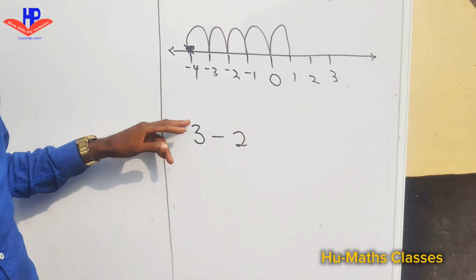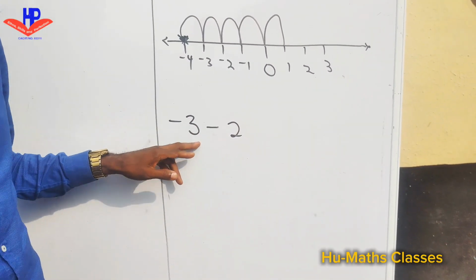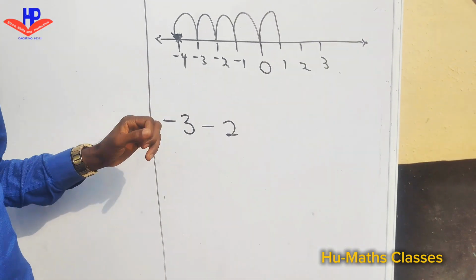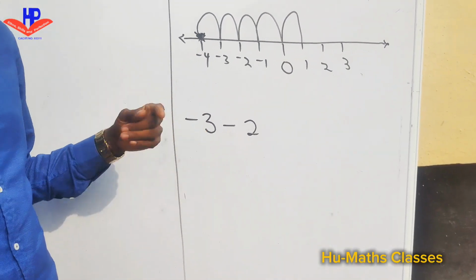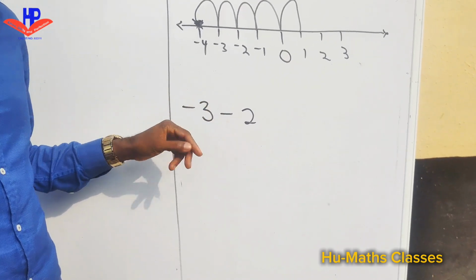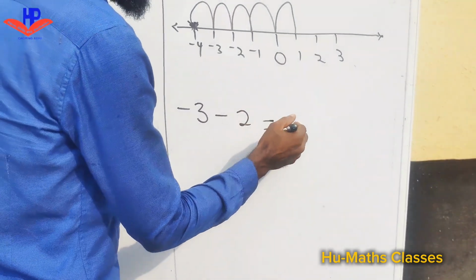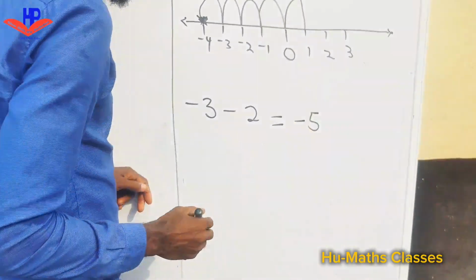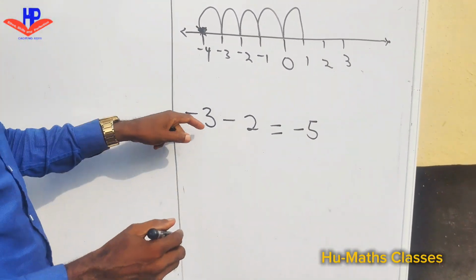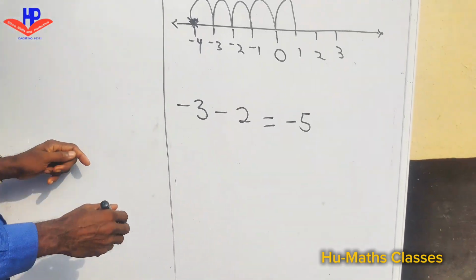So if you're giving out 3 and you're giving out 2, the total of what you're giving out is 5. And that 5 is not yours, it's someone else's number. So because it is someone else's number, the sign will not be plus, but the sign will be negative. So I have minus 5 as the answer, because I'm giving out 3 and I'm also giving out 2. But let's see how we can use number line to solve that problem.